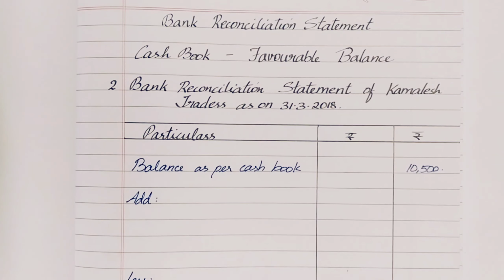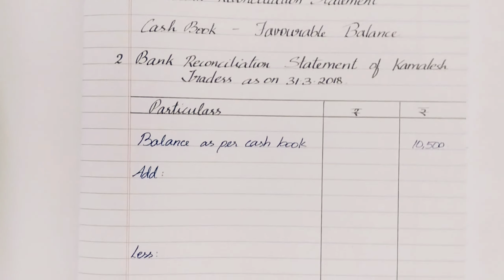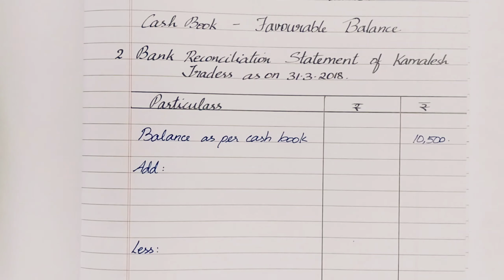So next I have given the add category and the less category. So let's go through the transactions again one by one and see where it goes. The next transaction is check deposit into bank amounting rupees 5,500 credited by the bank. When it is credited by the bank, it is being recorded as a deposit in the bank.